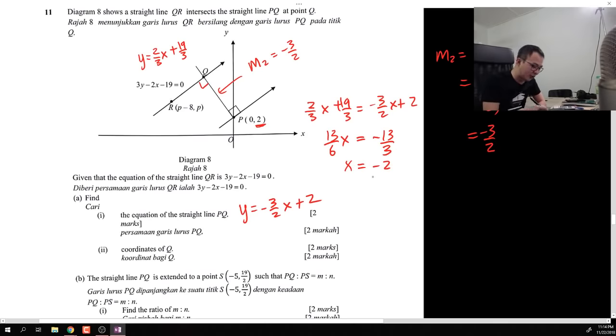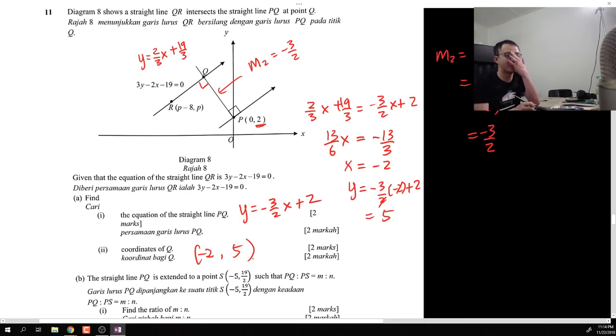Then I want to know my y value because they ask about the coordinate, right? I only get negative 2. I want to get my y, so I substitute into any equation I like. Maybe I substitute into this one. Negative 3 over 2, negative 2, plus 2. So this one will give you positive 3, so it's 5. So y will equal 5. So the coordinate of Q is negative 2 and 5.